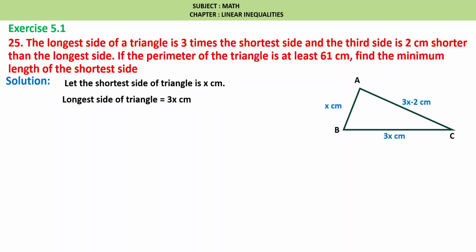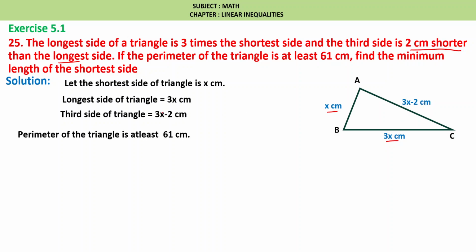If we assume ABC is a triangle and AB is the shortest side, we make it x centimeters, and BC is the longest side, so we make it 3x centimeters. The third side is 2 centimeters shorter than the longest side. The longest side BC is 3x, so 3x minus 2 centimeters. Therefore the third side is 3x minus 2 centimeters.